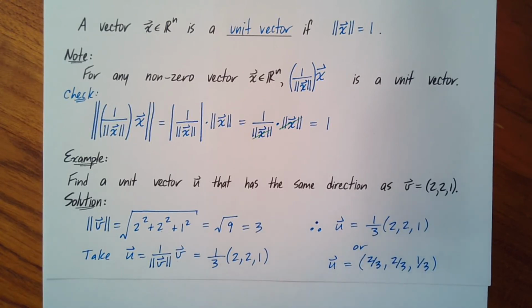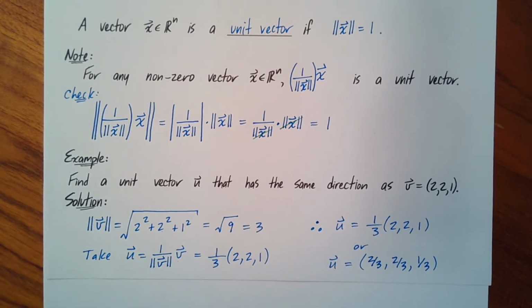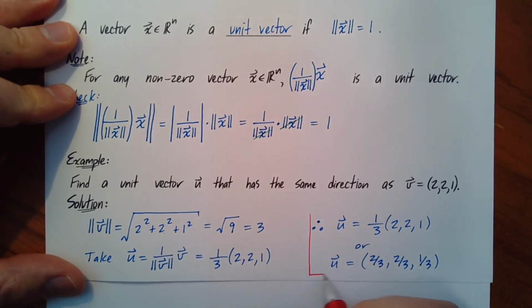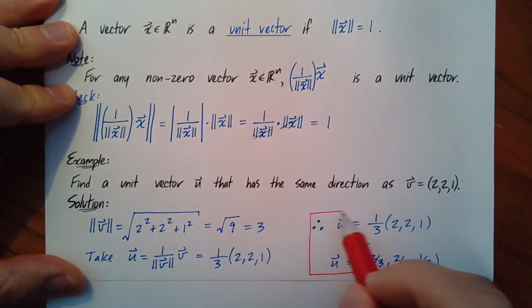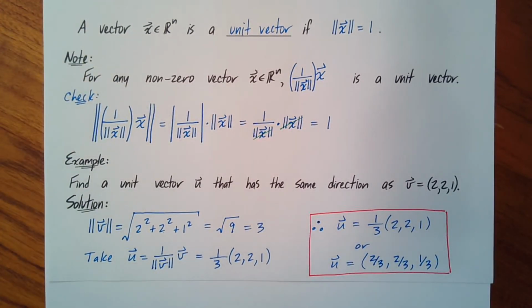But in some cases, you might want to actually know what the coordinates are exactly of the vector u, so you might prefer to write it out this way. But both of these forms are completely valid, so I'm going to put a box around both of them. But in general, you only need one. You don't need to write them both, but I just want to write them both down to show you that they're both valid. But in general, just pick your favorite form.